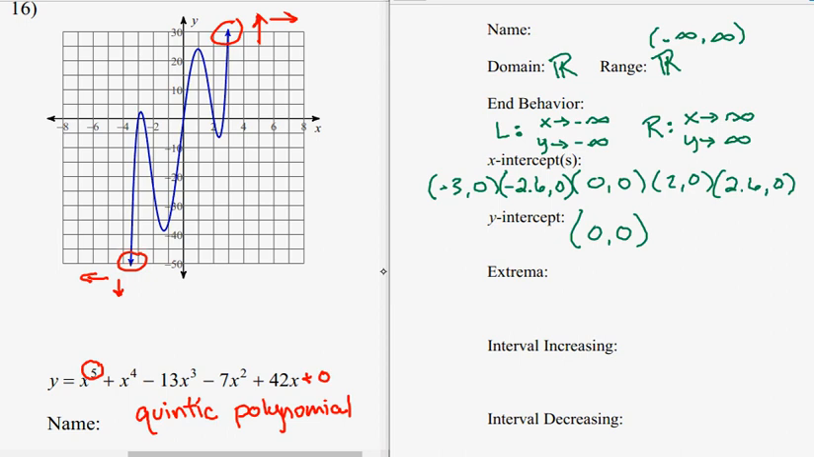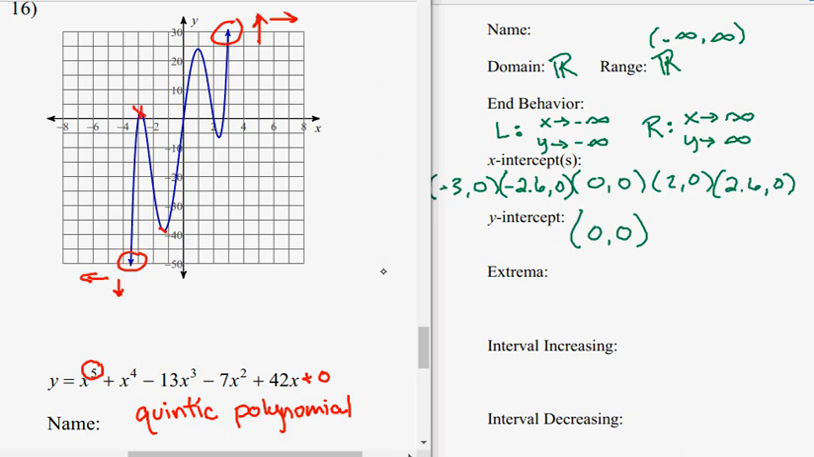Now let's find the extreme values. We have 1, 2, 3, and 4. It's very common for a fifth degree function to have 4 extreme values. That means there are 4 moments where it starts increasing, then hits a maximum, starts decreasing, hits a minimum, starts increasing again, hits a maximum, starts decreasing, hits a minimum, starts increasing. Before we can do those intervals, we need to know those points, the maximums and minimums.